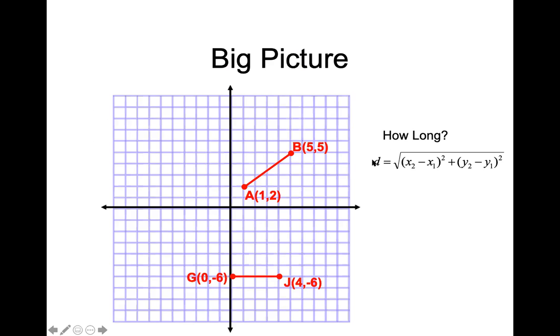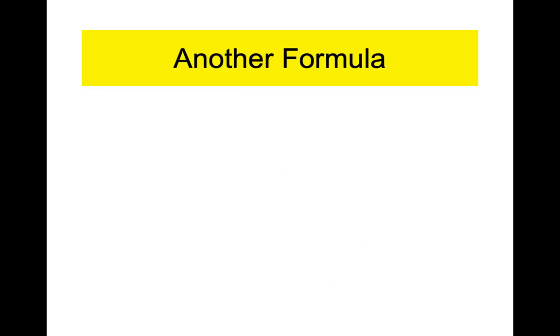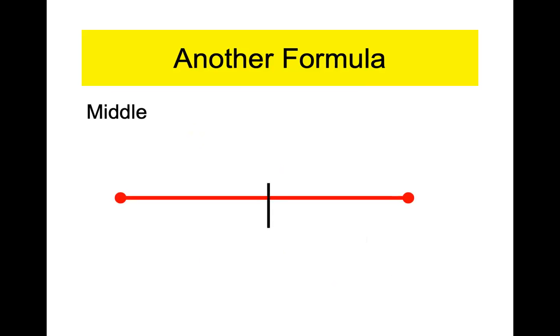So how long is answered with the distance formula, but where is the middle? Pretty easy thing to do here on segment GJ. It's smack dab right there, but it's harder to do on the diagonal one. So where is the middle? We get another formula for it. All right, so the middle, well, we've dealt with middle before in math, right? The middle in math before, well, there is physically the middle, but the question is, mathematically, how do you figure out the middle?